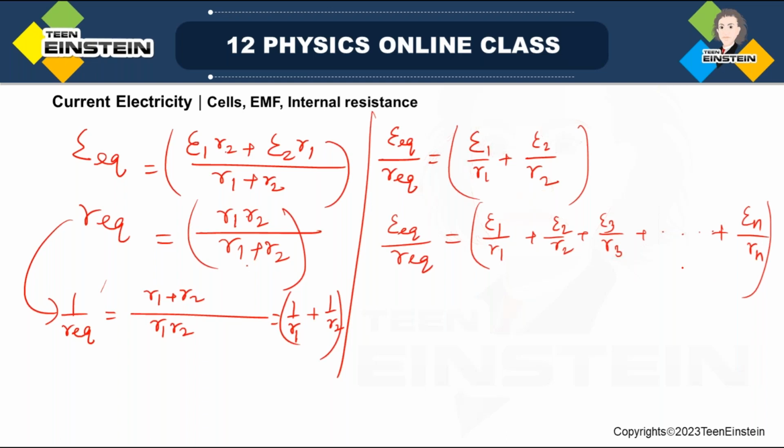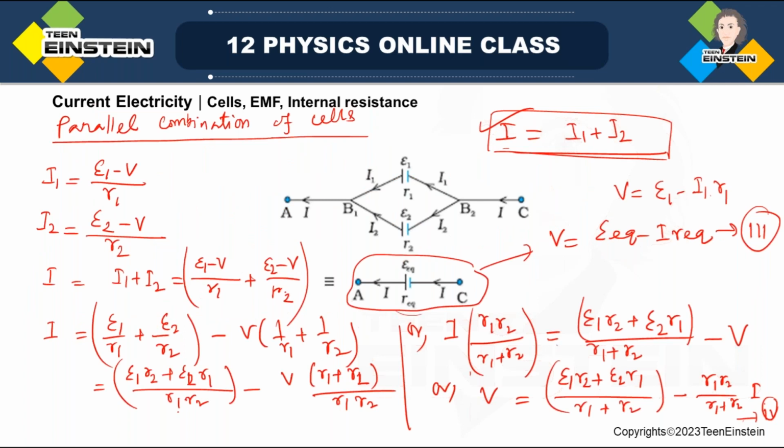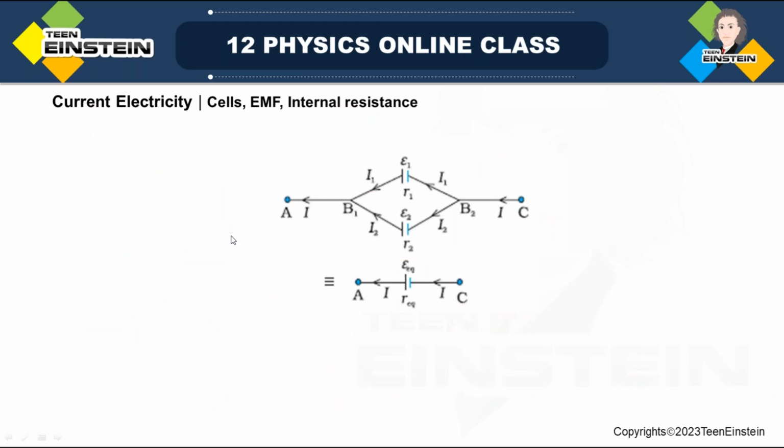So these are a few ways: this is the equivalent EMF for parallel combination of cells, this is the internal resistance, and this is another way to express the equivalent resistance and equivalent EMF. Okay, so far it is very good. Then what we are going to do is see, if there are n number of such cells connected in parallel combination, then what will be the condition for maximum and minimum current. Okay, so I'll just erase this here, and then I'm going to do one more thing.